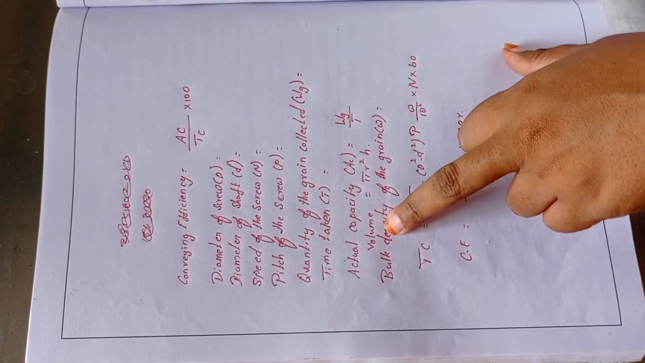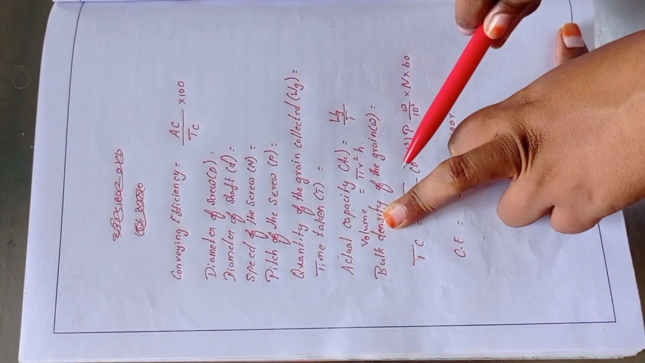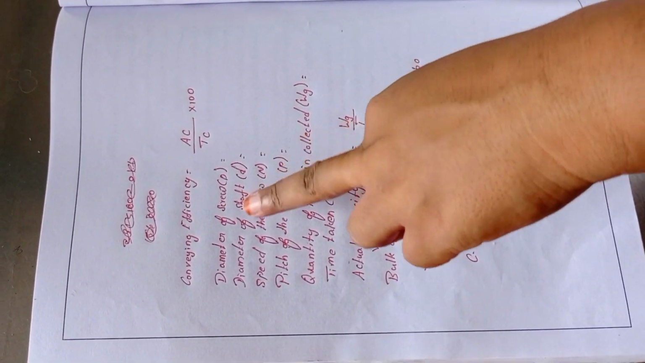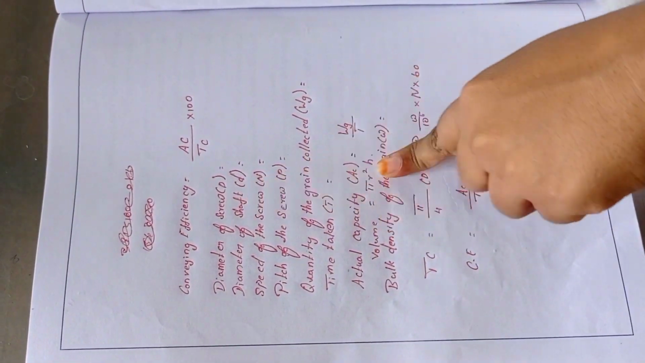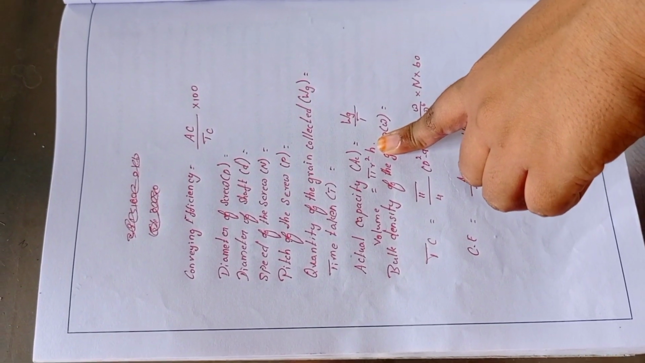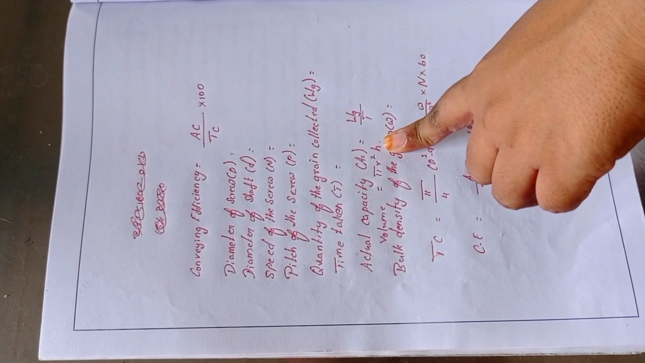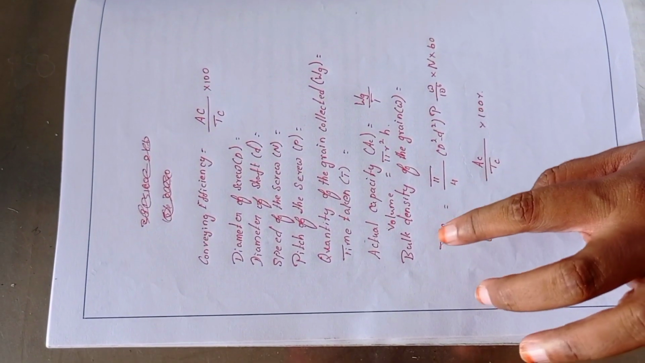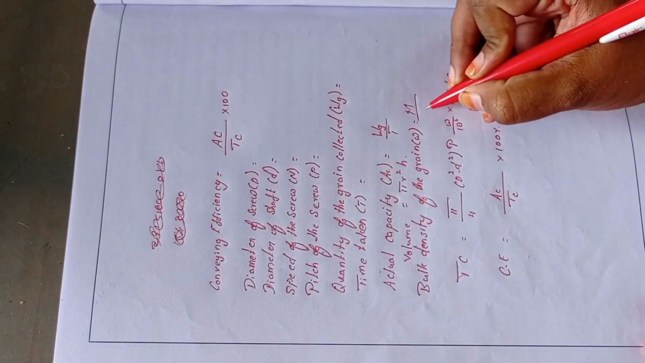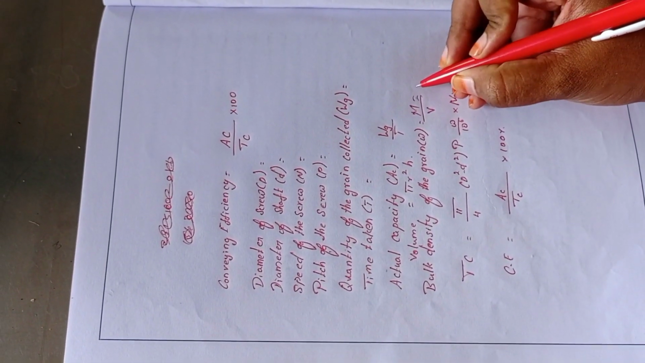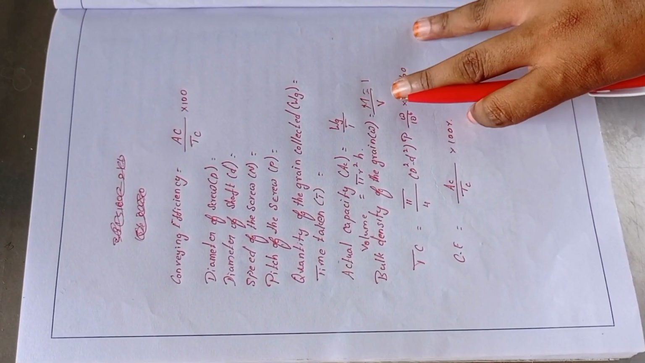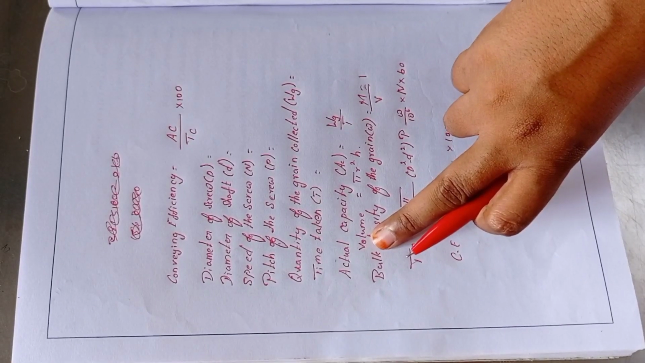Then volume of the conveyor is pi r square h. For r square we are going to take the diameter of the shaft, and for height we are going to take the height of the shaft within the screw conveyor cylinder. Then bulk density is equal to mass divided by volume. Here mass will be considered as 1, as we are taking a whole grain, divided by the volume calculated above.